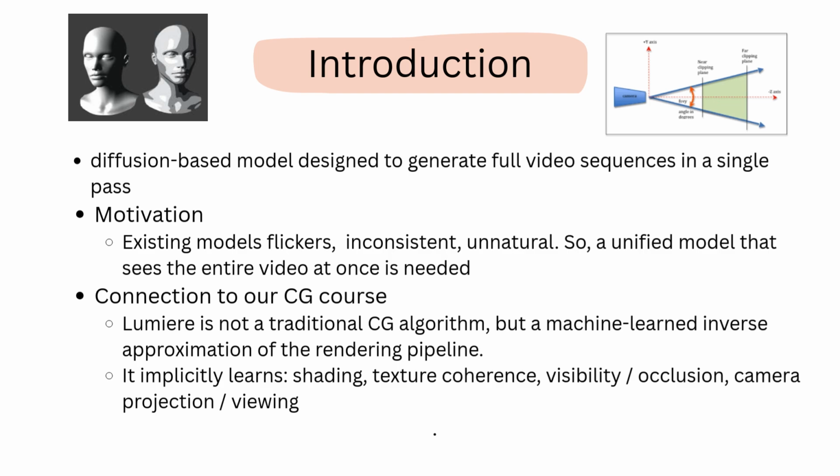This paper proposes Lumiere, a diffusion-based model designed to generate a full video sequence, 80 frames over 5 seconds, in a single pass. So, why is this important? Well, video generation today faces a fundamental limitation. Existing approaches typically generate keyframes and then rely on temporal super resolution to fill the missing frames. This two-step or even three-step pipeline often results in noticeable artifacts, flickering, temporal inconsistency, texture shift, and motions that feel unnatural.